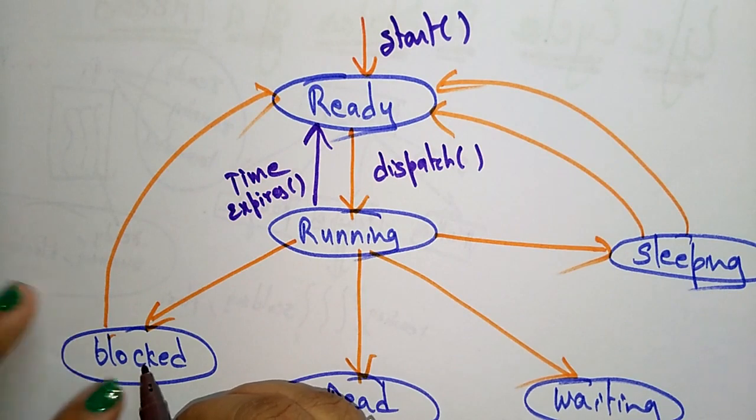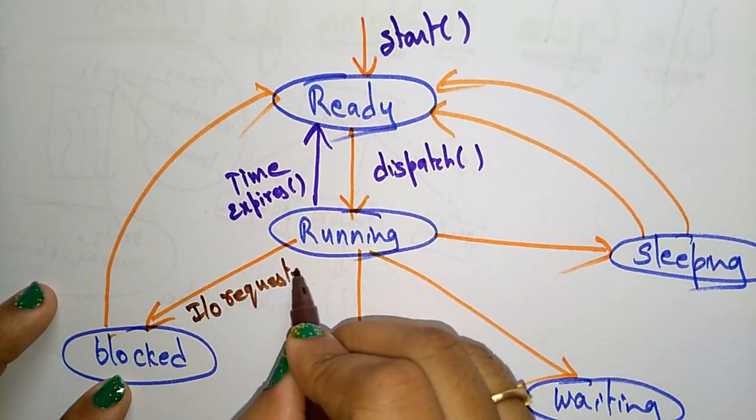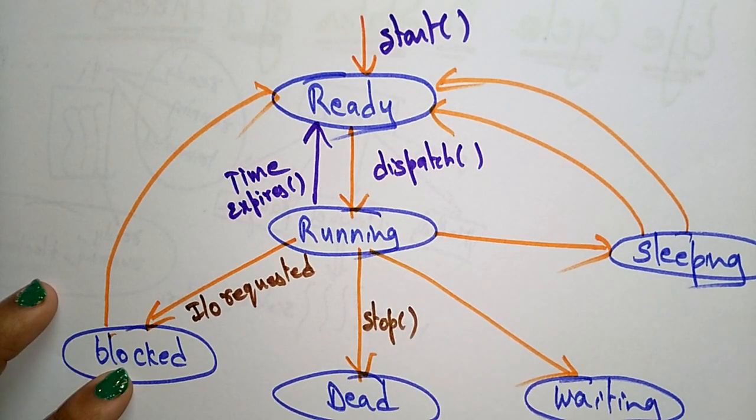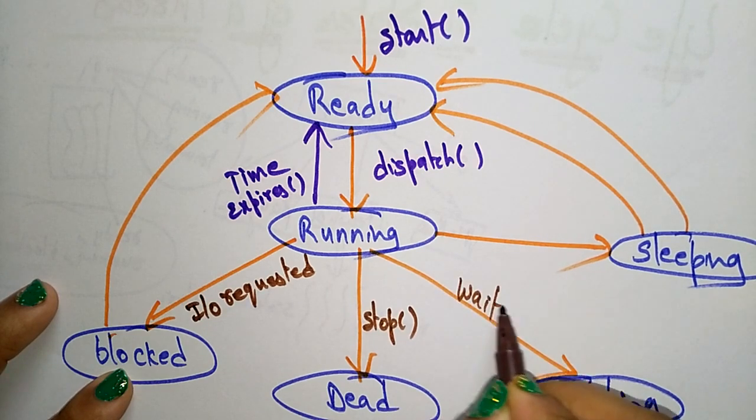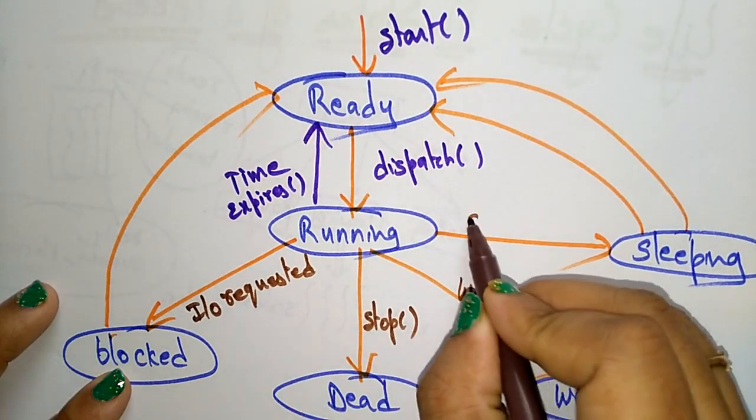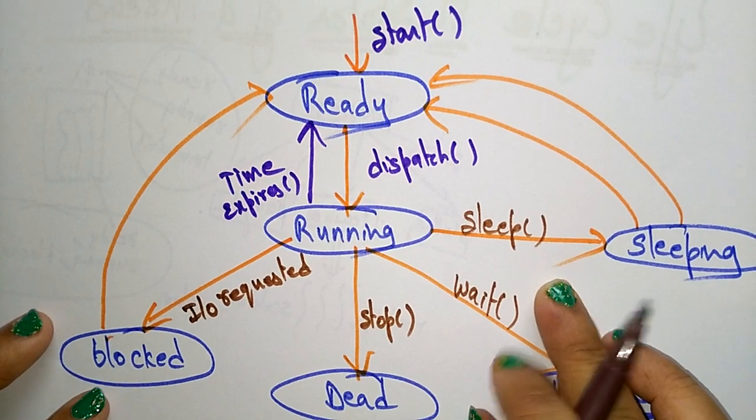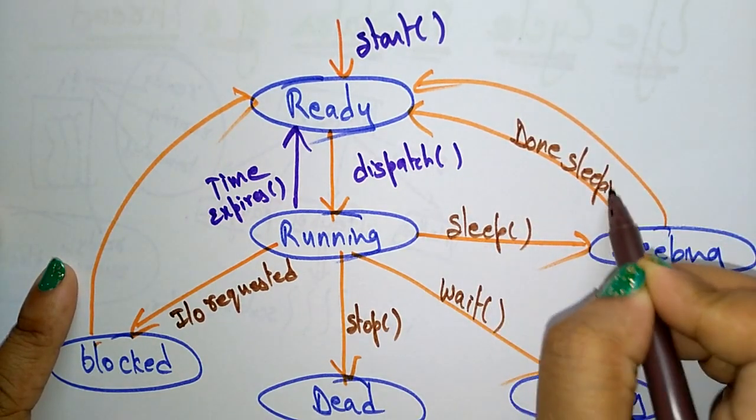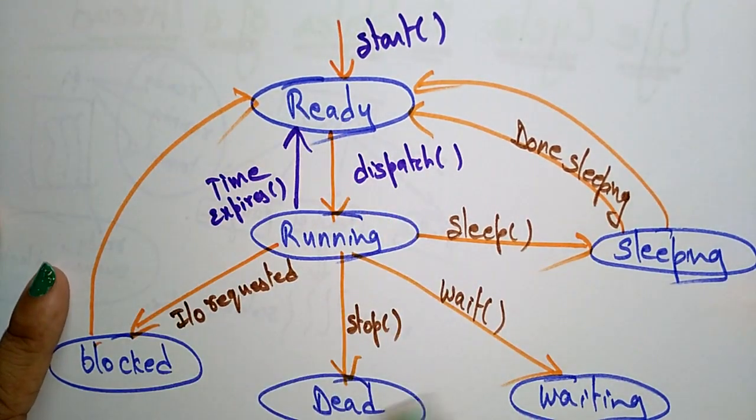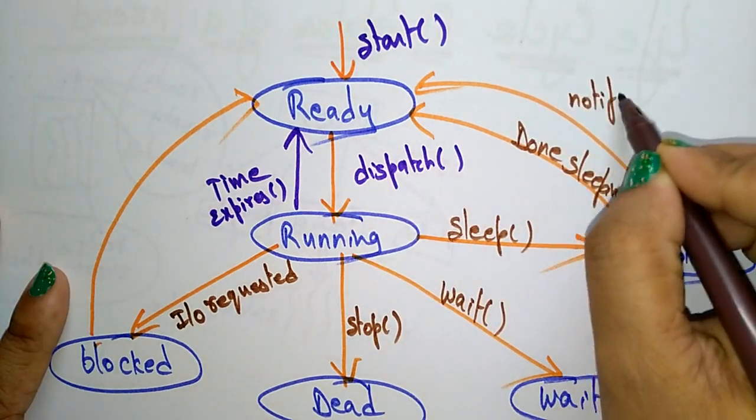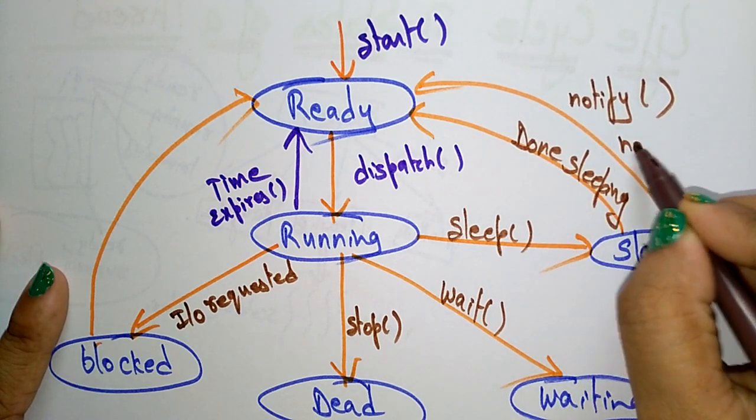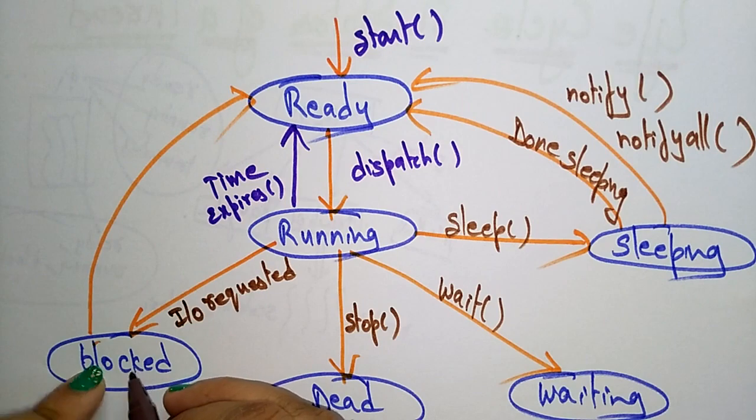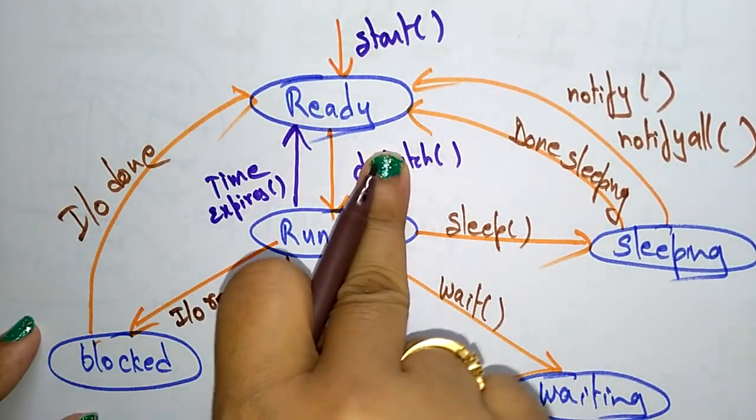When the running thread comes to the blocked state, whenever an IO request is made, running goes to the blocked state. Running goes to the dead state when the stop function occurs. Running goes to the waiting state whenever the wait function appears. Running goes to sleep whenever the sleep function is called. If the sleeping is over, it comes back to the ready state to start again. It sends signals by function calls like notify for a single thread, or notifyAll for all threads. Whenever the blocked condition is over, it sends an IO done message to the ready state.